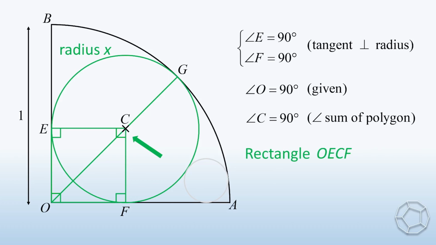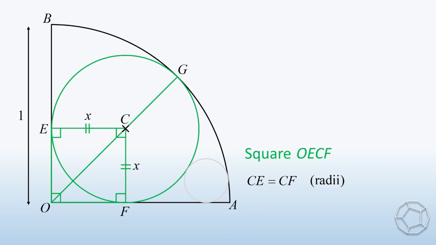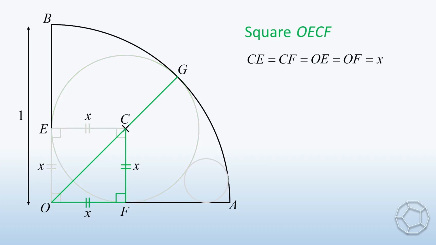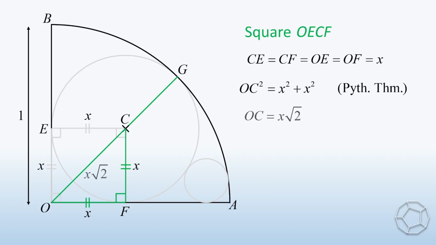However, there's something more than that. You see, CE and CF are both radii of the green circle with length x. At the same time, they are the adjacent sides of the rectangle. So OECF is actually a square. That means the lengths of all the four sides are equal to x. Let's move on to the right-angled triangle. We make use of Pythagoras theorem, so the diagonal OC is equal to x times square root 2.